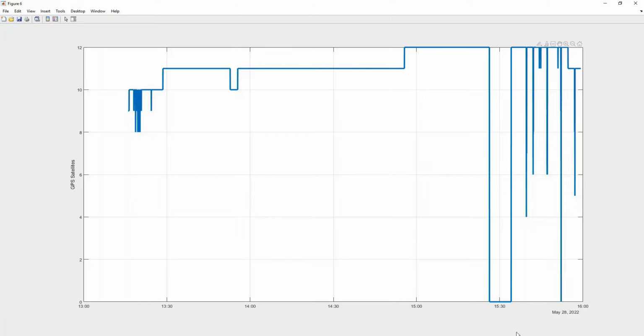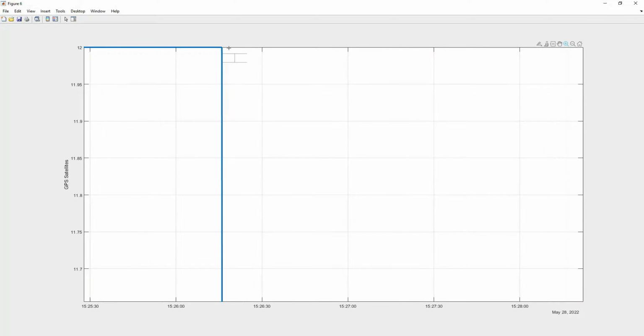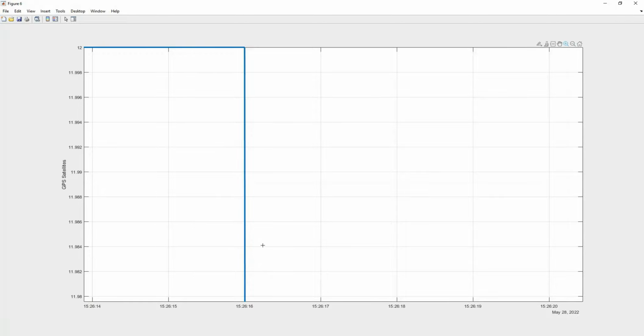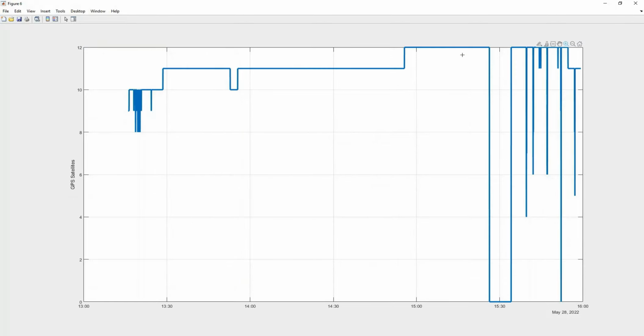And then suddenly, look here, we dropped to 0 satellites. And if you look at this timestamp, I bet you this happened at 3:26 and 16 seconds, and there you go. That is exactly what happened. We lost the GPS locks because the payload box started tumbling, and it took a while for it to stabilize before we could reacquire a satellite lock.